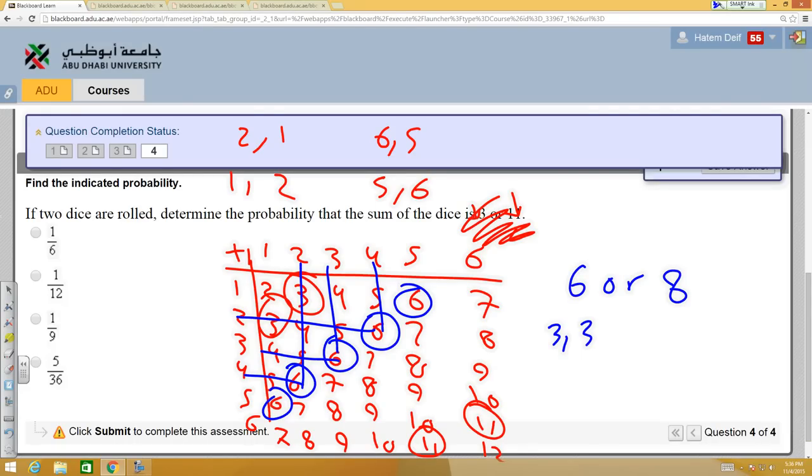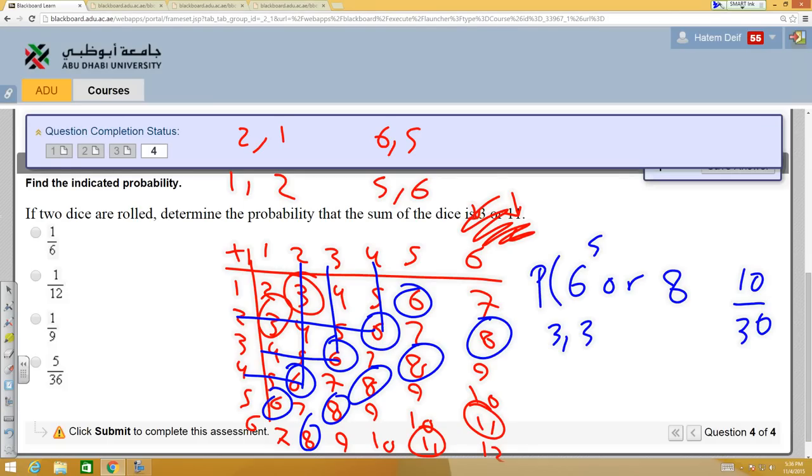Does it make sense? So I have these are the 6. Suppose I'm looking for the 8 also. So this is 8, 8, 8, 8, 8. How many of these now? 1, 2, 3, 4, 5. That's a total of 10 over 36. So the probability of getting a sum of 6 or 8 is equal to 10 over 36, which means 5 over 18.